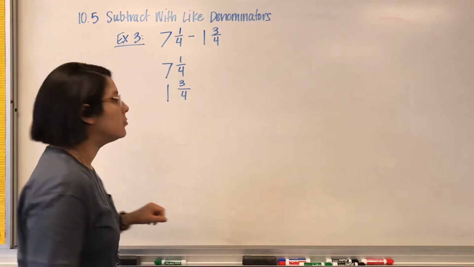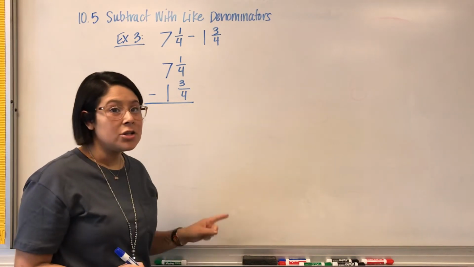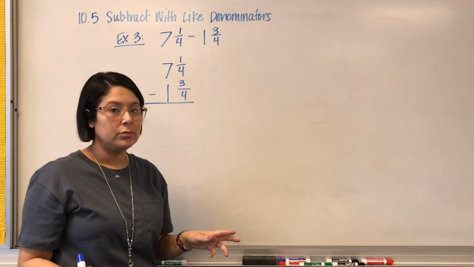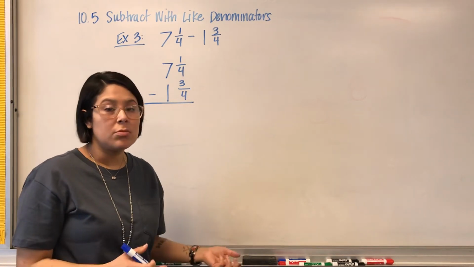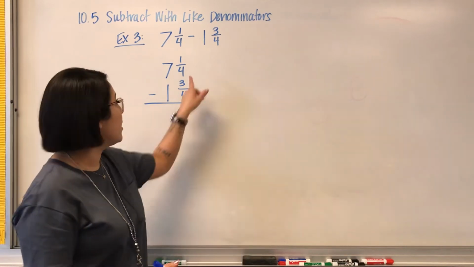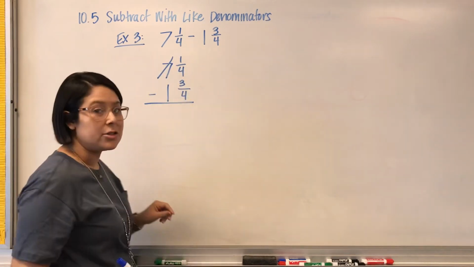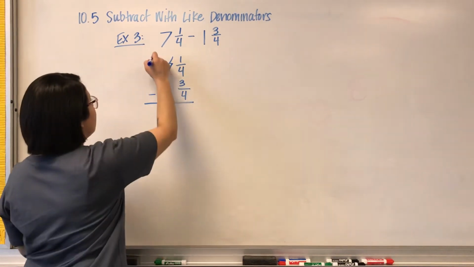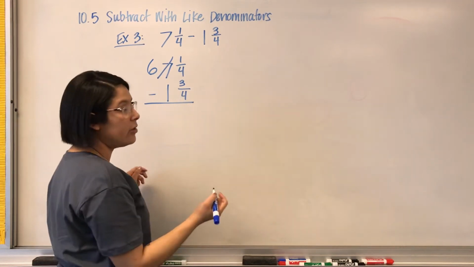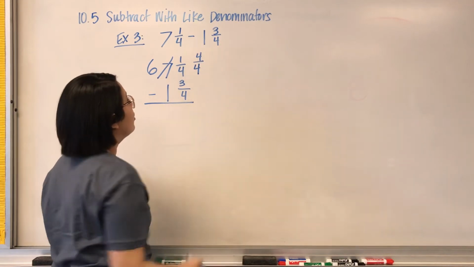Okay, subtract. All right. Can I do 1 minus 3? No. Okay, I can't do that. So I need to borrow. Same thing with subtraction. Okay, I have to borrow if I can't do it. So I borrow from my 7. That turns into a 6. And remember, I just borrowed, like the other one, I use the same denominator, 4 over 4.